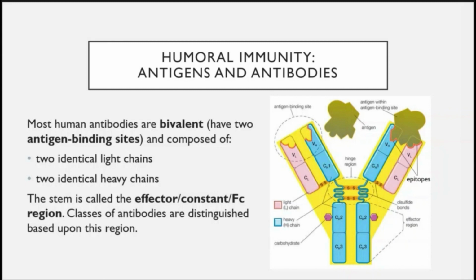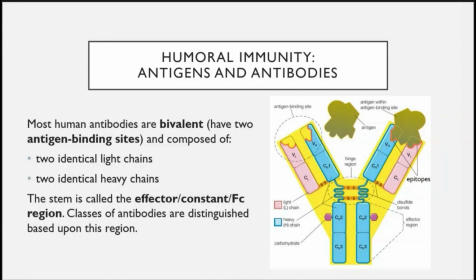Next we have the stem. The stem is called the effector constant or Fc region. This area is constant and doesn't change between different types of epitopes. When scientists look at this region, they can classify the type of antibody based upon the effector region. The effector region is bound to the antigen binding sites through a short polypeptide with disulfide bonds.